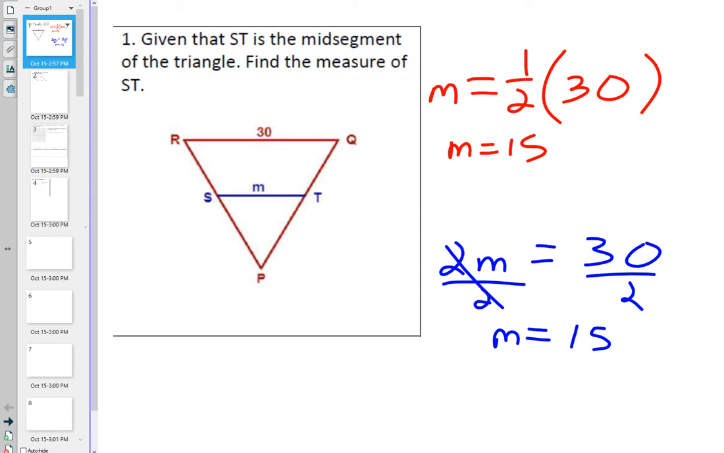Find the measure of ST is 15. And then the teacher asks, oh, are there any questions? So if you would have questions, then you would say something.